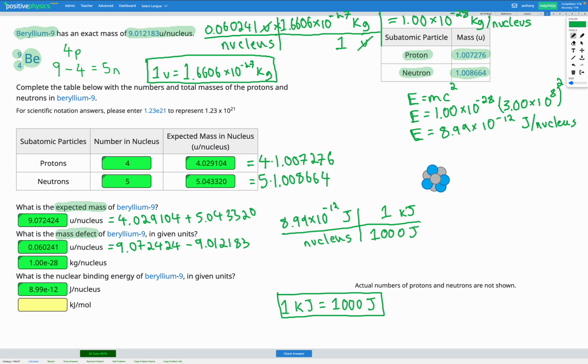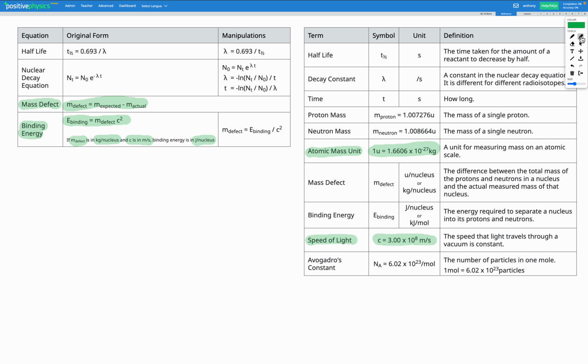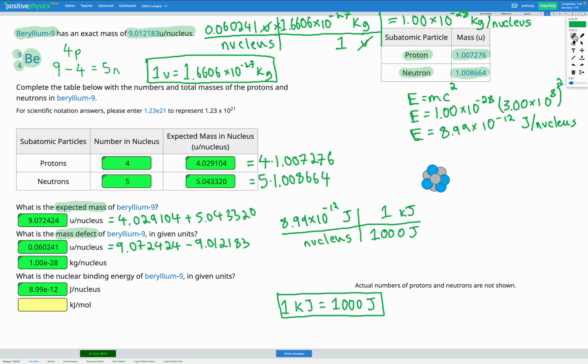Finally, we need to do the nucleus to mole conversion. Here on our reference sheet, we're given Avogadro's constant, which tells us the number of particles in 1 mole. 1 mole has 6.02 times 10 to the power of 23 particles. Or in other words, 1 mole of nuclei has 6.02 times 10 to the power of 23 nuclei in it. So 1 mole of nuclei is equal to 6.02 times 10 to the power of 23 nuclei. That is going to be our conversion factor for the second step in our conversion.